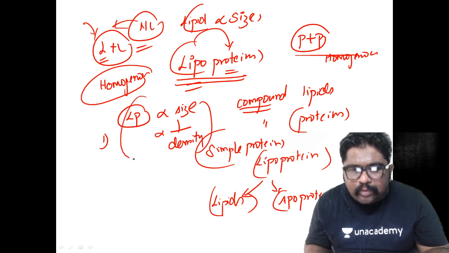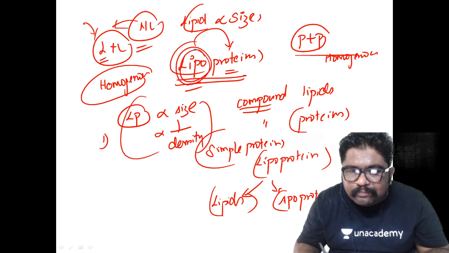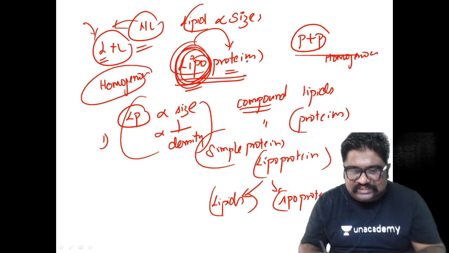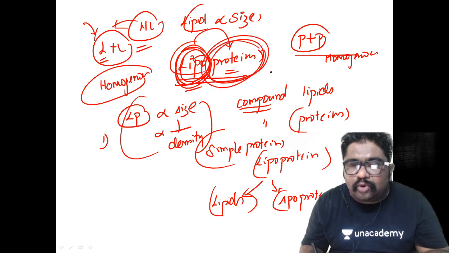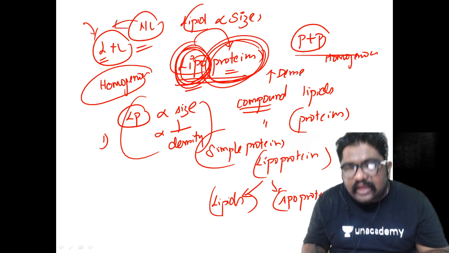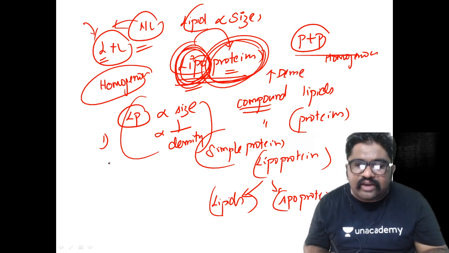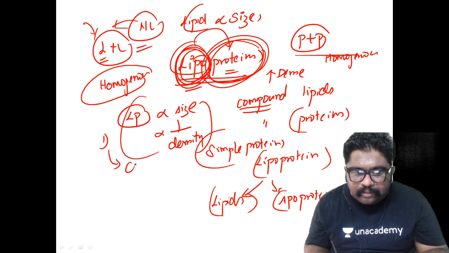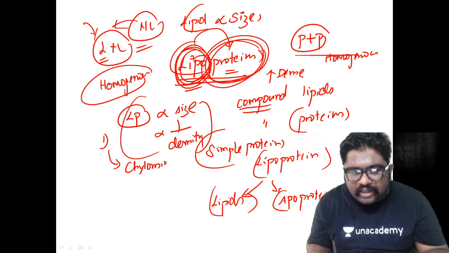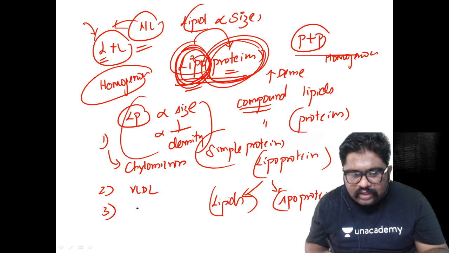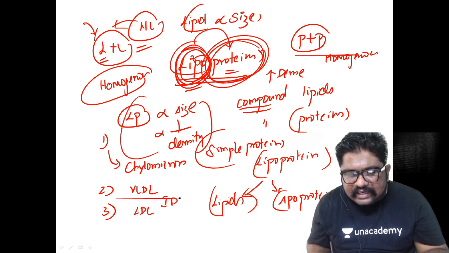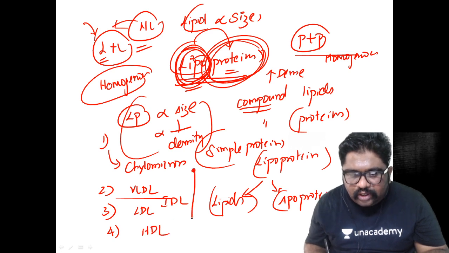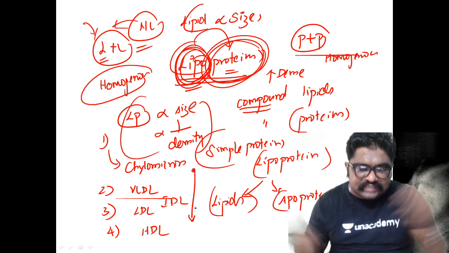So if in a lipoprotein the lipid component is more, it will be less dense. If the protein component is more, it will be more dense. Depending upon the density, we divide all the lipoproteins into multiple types. The beginning is chylomicron. Next, we have VLDL. Then we have LDL, IDL. Then we have HDL. So from here to here, the density is increasing.